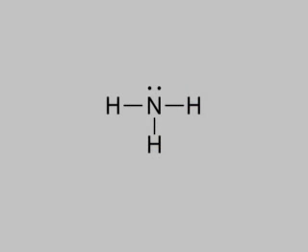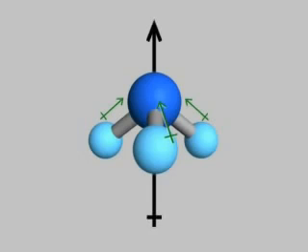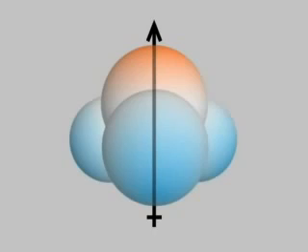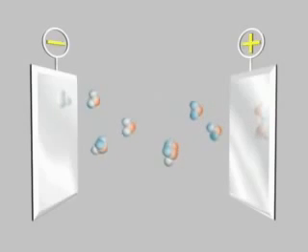Like BF3, ammonia has 4 atoms and 3 polar bonds, but the trigonal pyramidal shape means that the bond polarities reinforce each other. Thus, ammonia is highly polar for the same reason that water is.